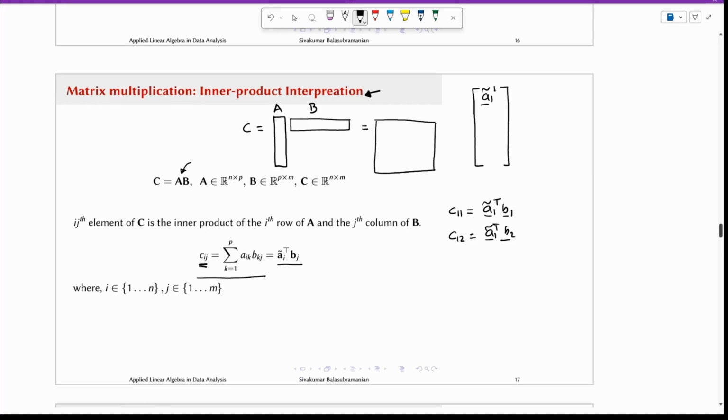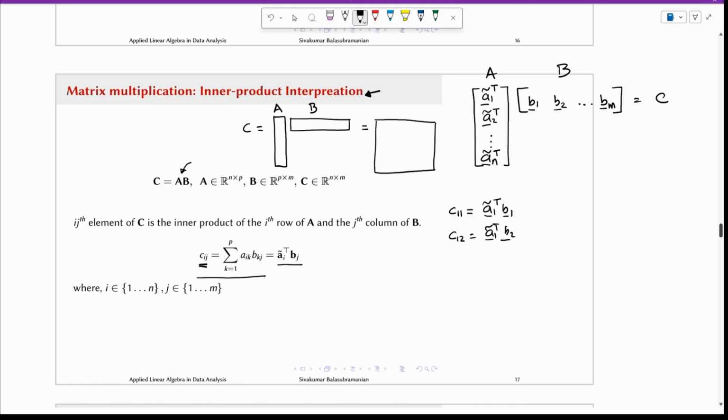A1, ..., An. I can represent B as a block row if I write it in terms of its columns. And I've not done anything. I've simply written A and B in terms of their rows and columns. That's all. I've not done any other operation here.